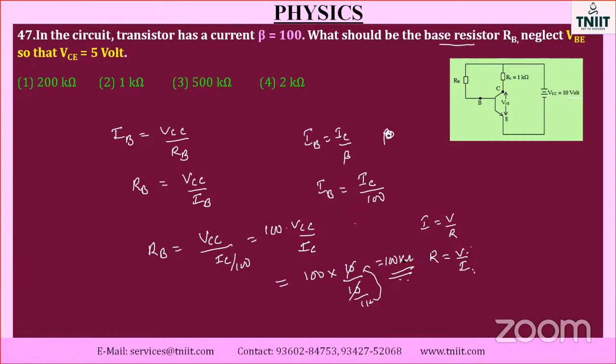But in the case of the base resistor, the emitter is common for both input as well as output. So when both cases are there, the total effective resistance will be 2 times 100 kilo ohm. So the resistance will become double of this 100 kilo ohm, that is 200 kilo ohm. That is option 1, the right answer.